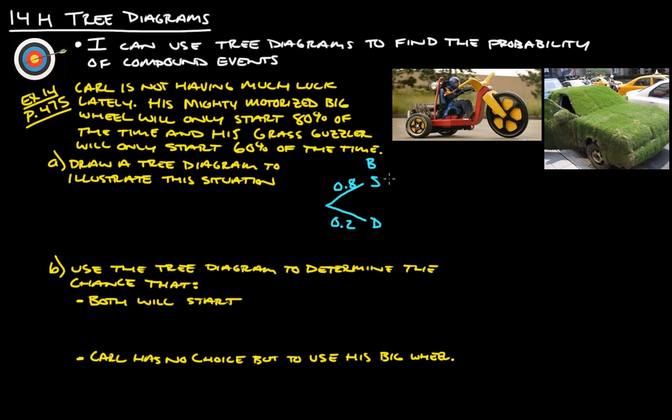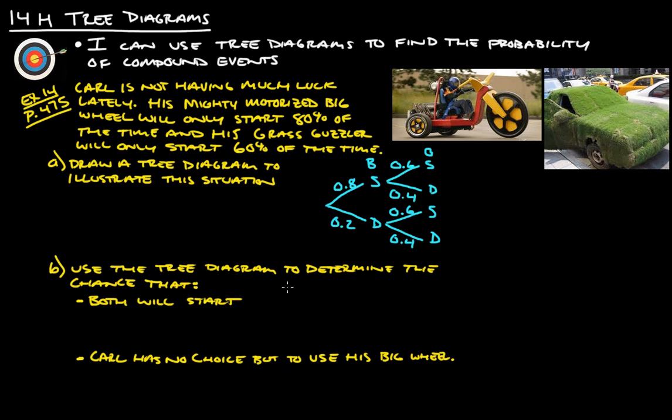Okay. Now, these are independent events, so now we'll go to the next one, which is the grass guzzler. So this is the probability that it starts, doesn't start. Okay? So again, they're independent. The grass guzzler starts 60% of the time, so that's 0.6, and doesn't start is 0.4. And same thing for this here, 0.6, 0.4. So here is our tree diagram that now illustrates this situation.